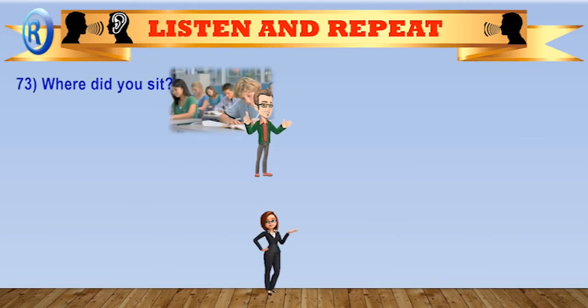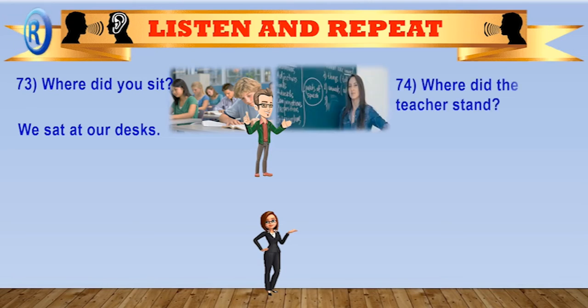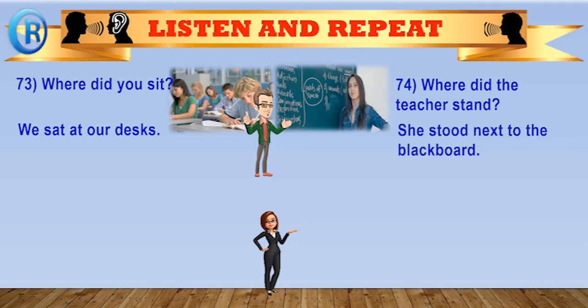73. Where did you sit? We sat at our desks. 74. Where did the teacher stand? She stood next to the blackboard.